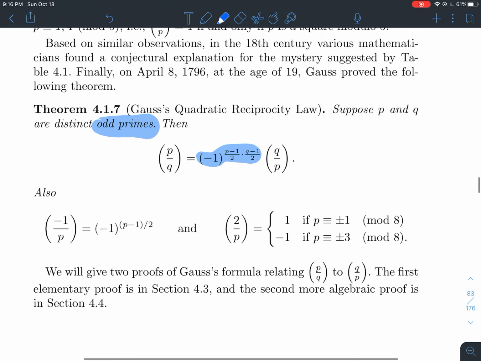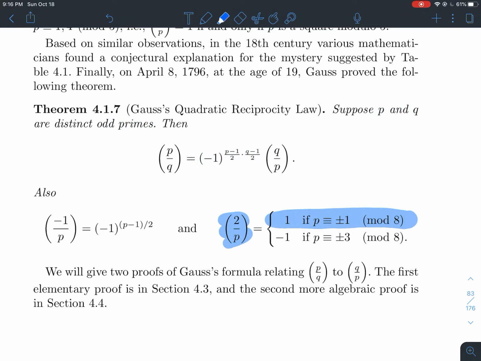And there are some special cases, like, okay, what if one of p and q is 2? That's not an odd prime. Well, down here it tells me how to handle the case if I've got to deal with a Legendre symbol that has 2 in it. And this says that 2 is a perfect square mod p if p is congruent to 1 or minus 1 mod 8. So think 1 or 7 mod 8. And it's not a perfect square mod p if p is congruent to 3 or minus 3 mod 8. So think about 3 or 5 mod 8.